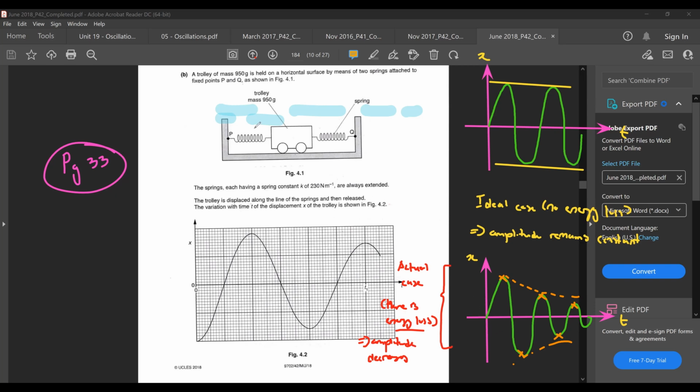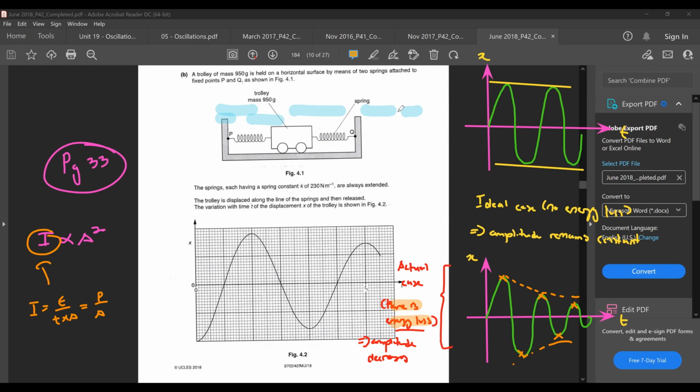In your AS physics, you will have learned that energy is actually tied to amplitude. Remember, in AS physics waves, we always tell you intensity is proportional to amplitude squared. And intensity is actually energy per unit time per unit area, or in other words, power per unit area. So if you have energy loss, you have power loss, and it will affect your amplitude. So in real life cases, you actually have energy losses, so your amplitude will drop.